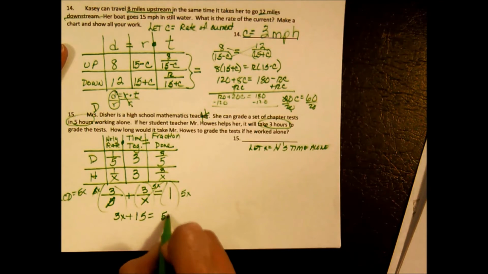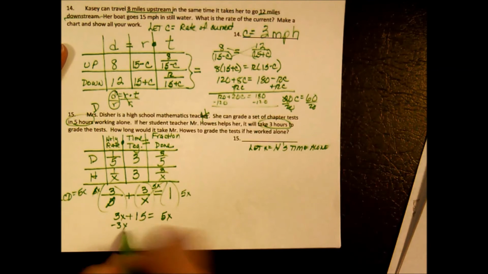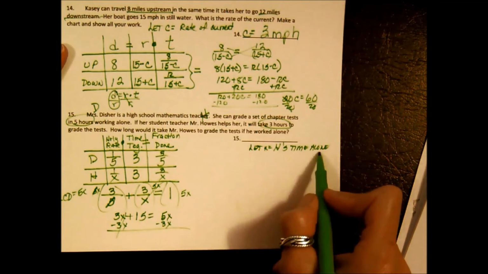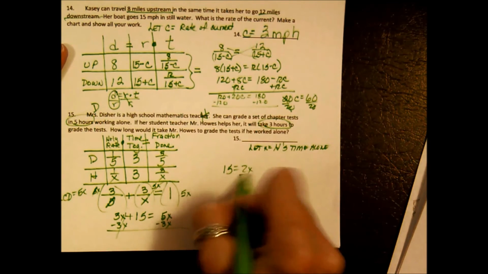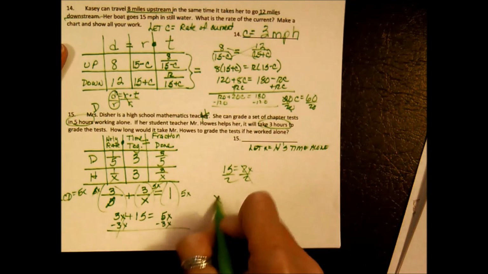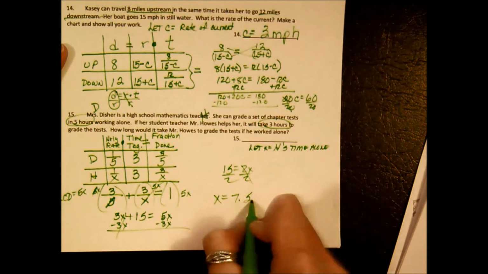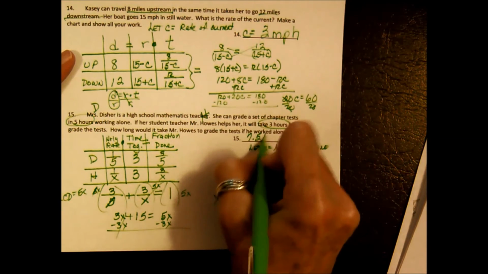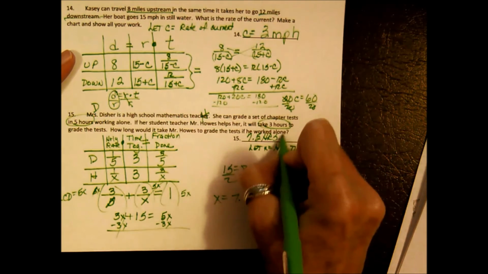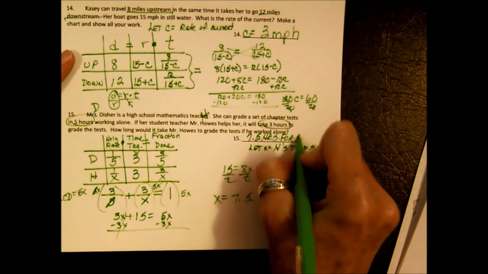And now we just have to solve for x, which was his time. So let's bring it up here. 15 equals 2x, divide by 2, and it takes him 7.5 hours. So 7.5 hours for Mr. H if he's working alone.